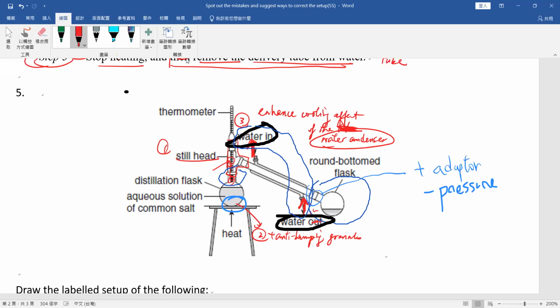How about next? How about four? Yeah, pressure buildup.